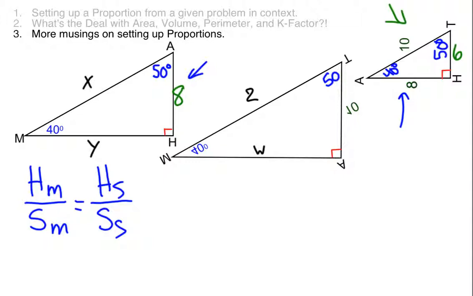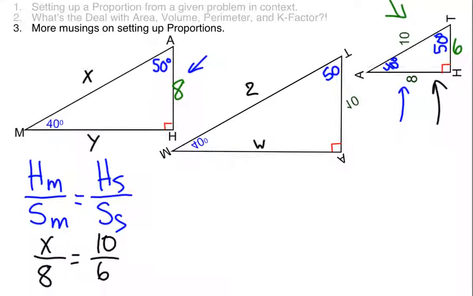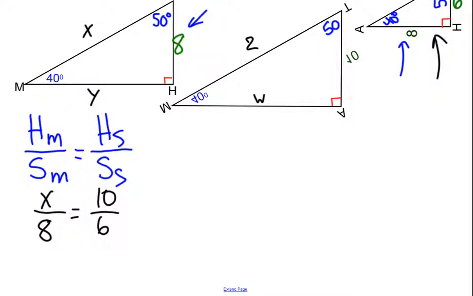All right, so we'll start pulling numbers. Hypotenuse of the medium is x, side is 8. Looking at our small triangle, we have 10 and 6. So it's just a matter of solving this. We can do some cross multiplication: 6x is equal to 80. So x is equal to 13 and a third.